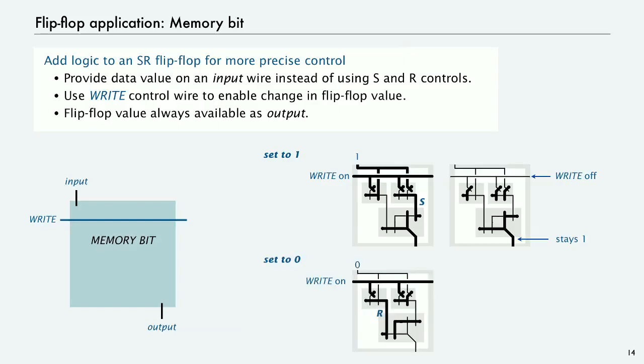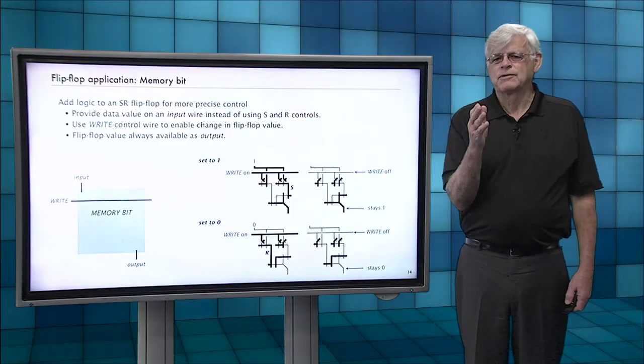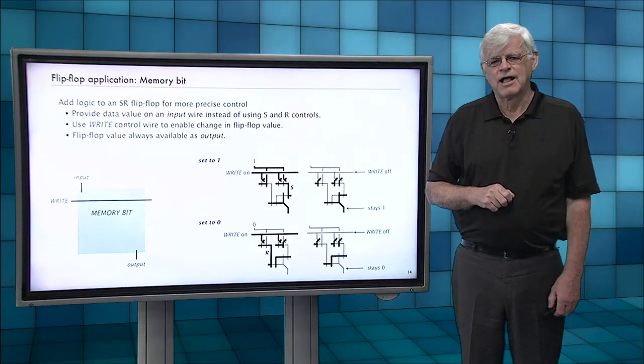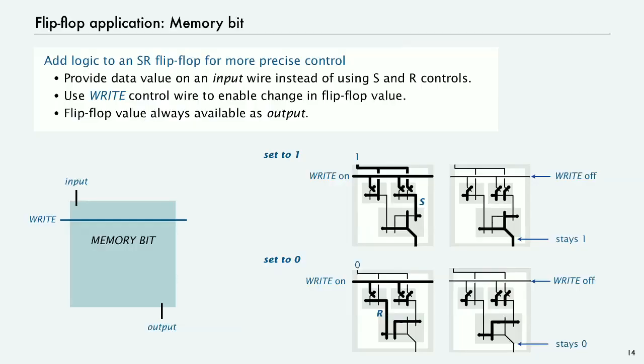And similarly with 0, we do the opposite. A 0 signal in is going to wind up with R being 1 and S being 0 always. And when the write pulse comes on, which sets the flip-flop value to 0, even when write goes away, it stays 0. That's our basic unit of memory, a memory bit that operates in this way. You give it an input, give it a write pulse, it remembers that input value until the next time it gets a write pulse, and the output value is always available.